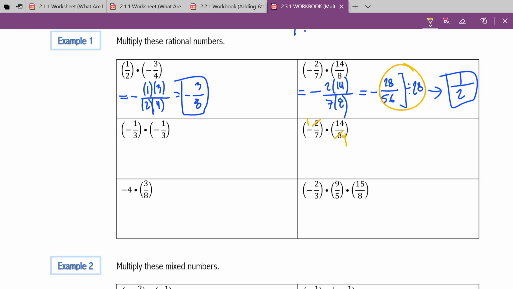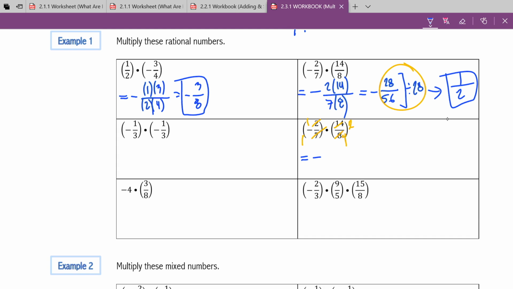And likewise, there's a common factor in this cross product here. 7 goes into 7 once, and 7 goes into 14 twice. And then this allows you to be a little bit more simple in your first step.